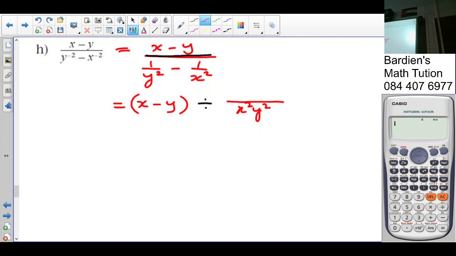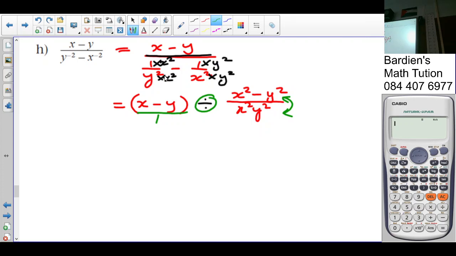Right, so what do we do here? We multiply this by X squared, and this here by Y squared. So what's 1 times X squared? X squared minus. So what do I do now? Change that to multiplication, and swap that around.